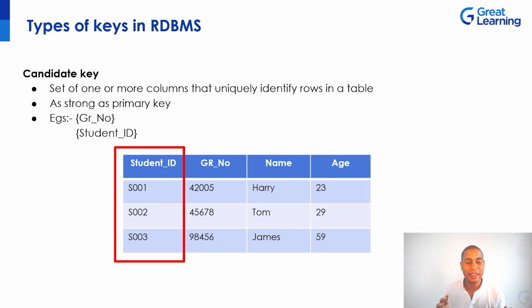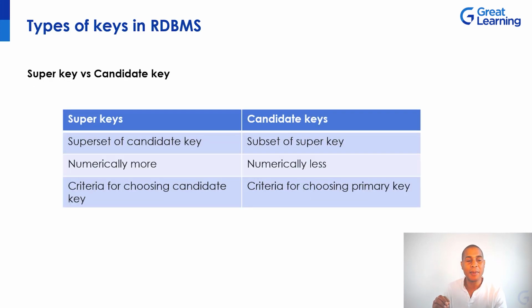So that is what we call a candidate key. It's a subset of our super key, and it acts as a primary key, a strong primary key. So let's talk about the different types of keys in a relational database management system.